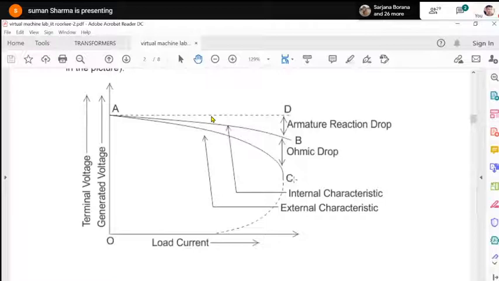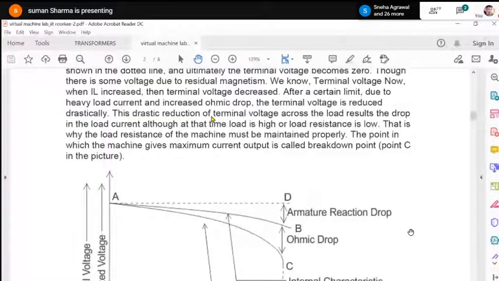You can increase the load current up to a particular point only, because after that the curve is meeting the x-axis, or the voltage is suddenly collapsing to zero value. So there is a particular limit for increase of load current. Is this very clear? Clear, ma'am. Okay.